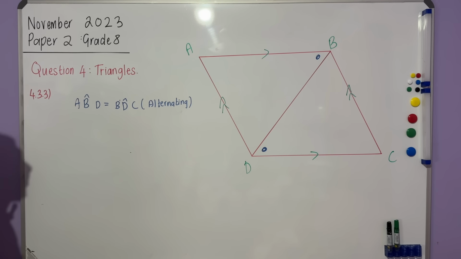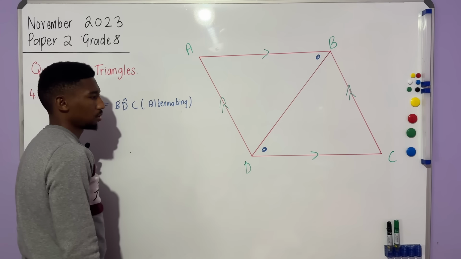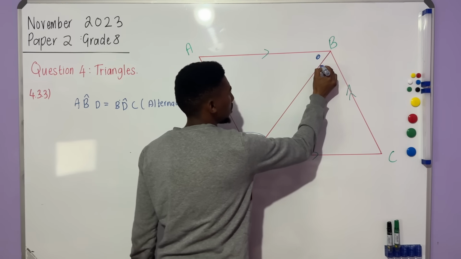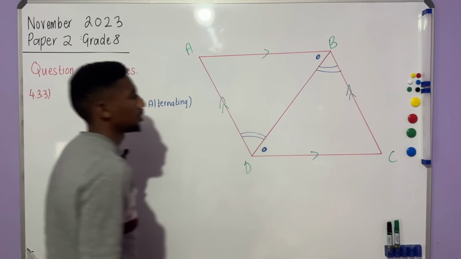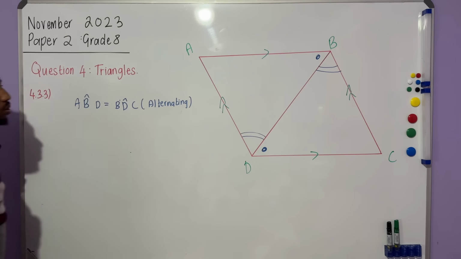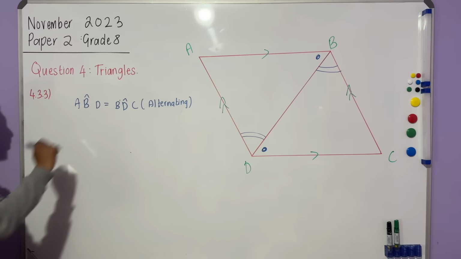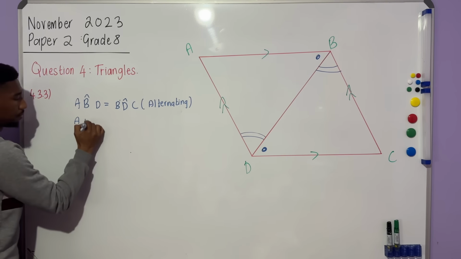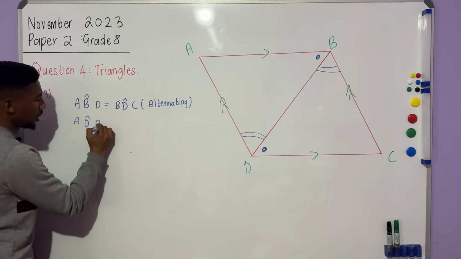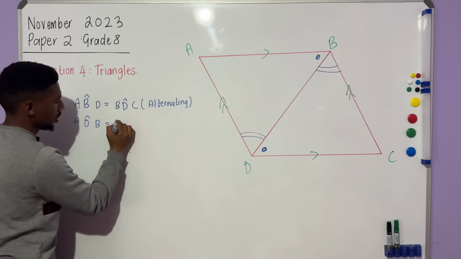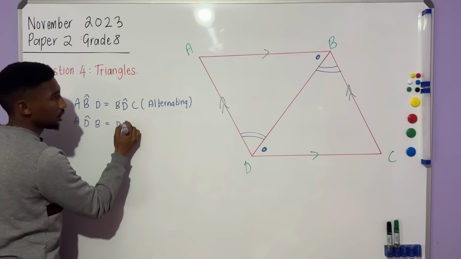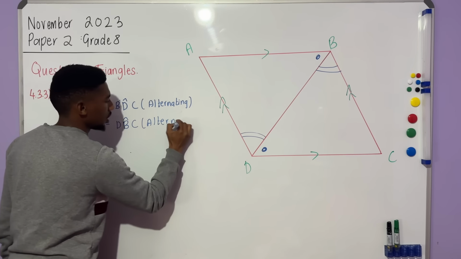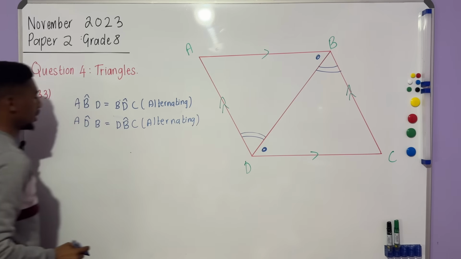Then again, you can see another Z facing upwards. Okay, so you can see that this angle is equal to that angle, right? So that angle is equal to that angle because of alternating angles, right? So ADB is equal to DBC, and again your reason is alternating angles right there.